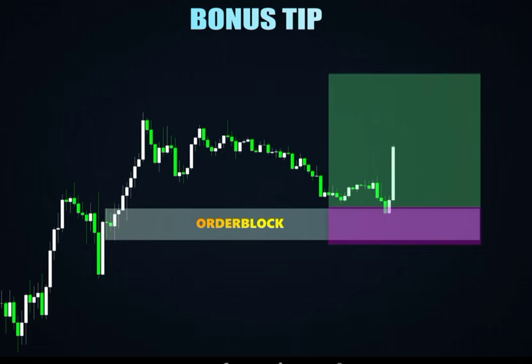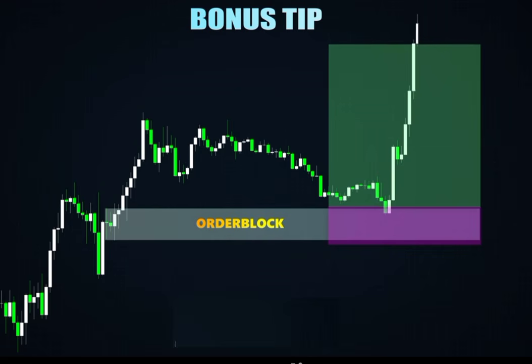This is what professional traders do all the time. You don't need to overcomplicate it. Just mark your zone, wait for confirmation, and take the trade with confidence.